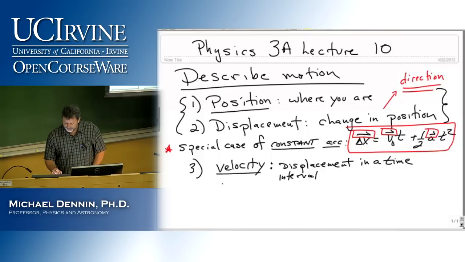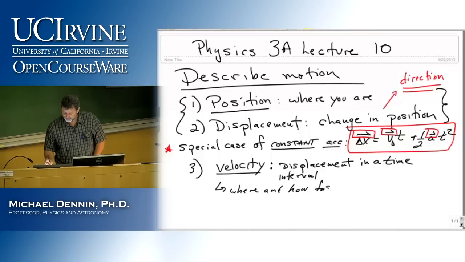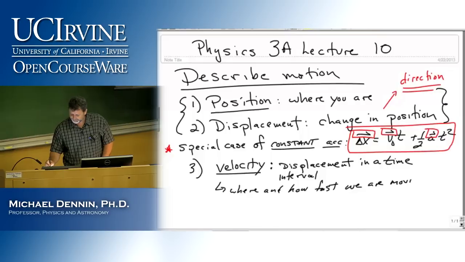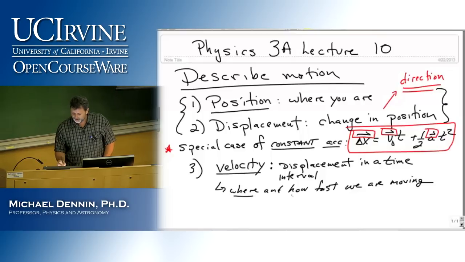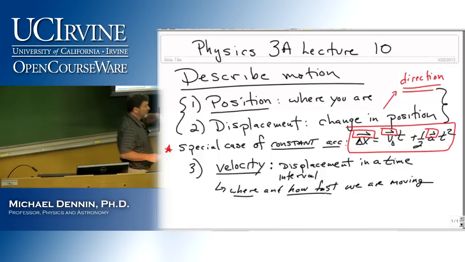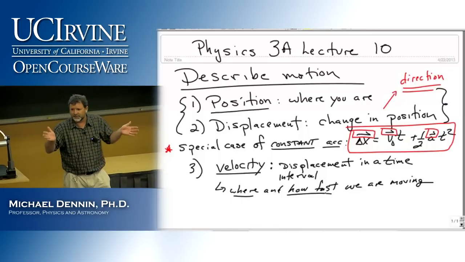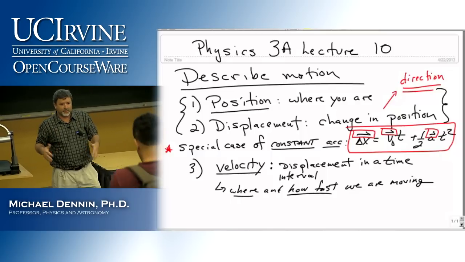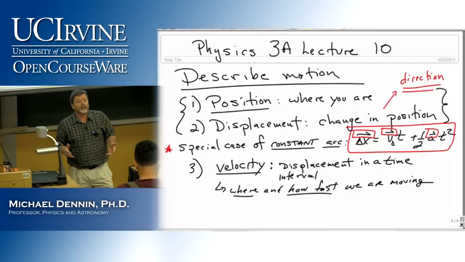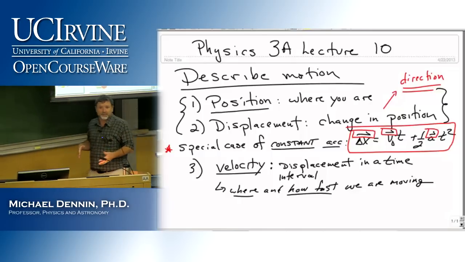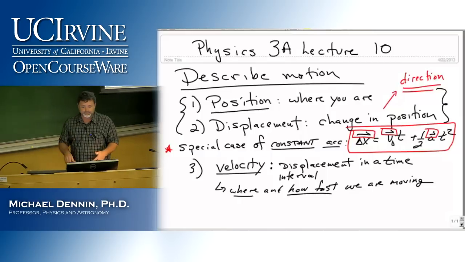Intuitively, what our velocity tells us is where and how fast we are moving. The where being the direction. I'm moving that way, I'm moving that way, I'm moving that way. My velocity tells me the direction I'm moving in, and the how fast is my speed. How fast am I doing it? How quickly is my position changing? And the instantaneous velocity was a derivative of position with respect to time.